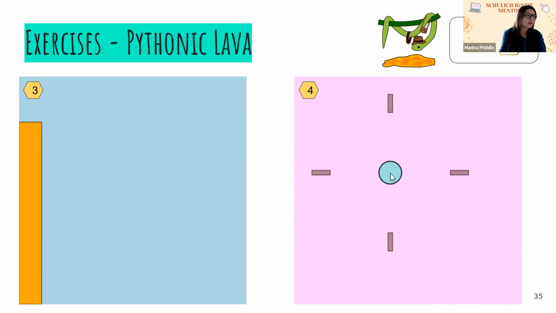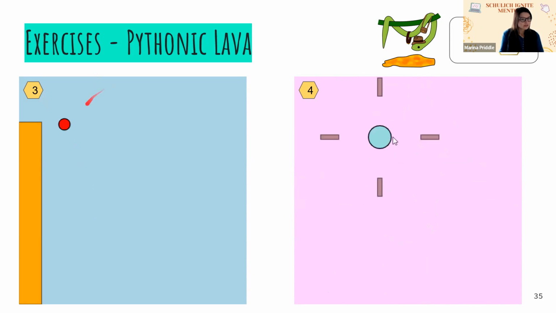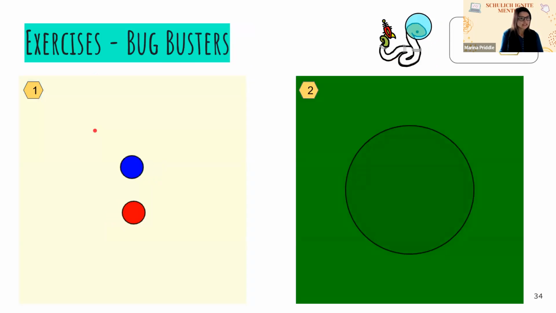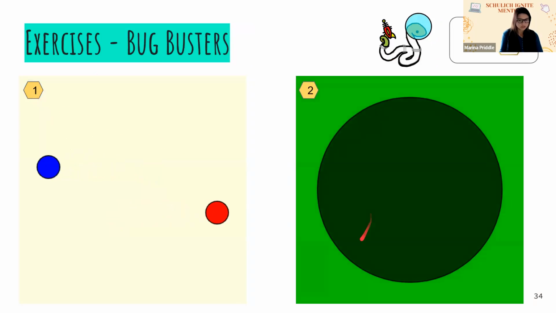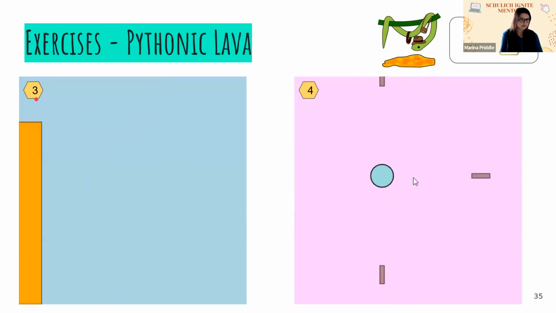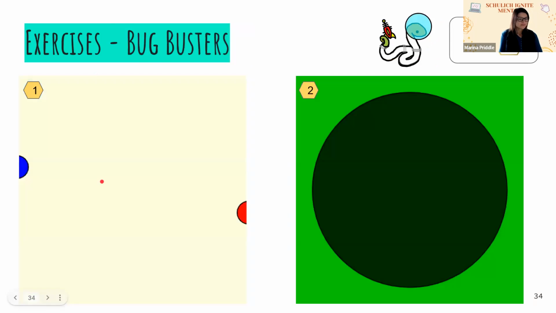No, I think you're overthinking that, Jonard. If you're in Pythonic Lava, you have to do both. And if you're in Bugbuster, you have to do 1 and 2. And here in Pythonic Lava, you just do 3 and 4. You're welcome, guys. Thank you.